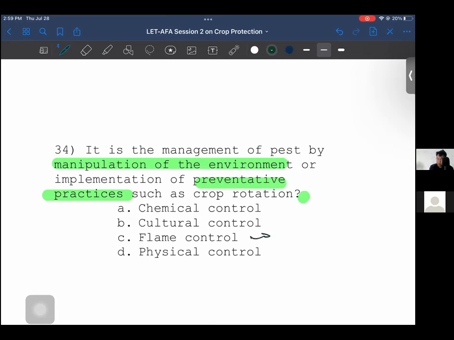So, flame control usually happens in weeds, but is not that usually advised. Chemical control, is it a manipulation of the environment? Is it a preventative practice? Physical control, we will know more about this mamaya. Pero in a nutshell, physical control is, for example, pulling of weeds. Pagtabas ng mga damo, yung mga ganun. Ayun yung physical control. So here, manipulation of the environment, we are talking about culture.